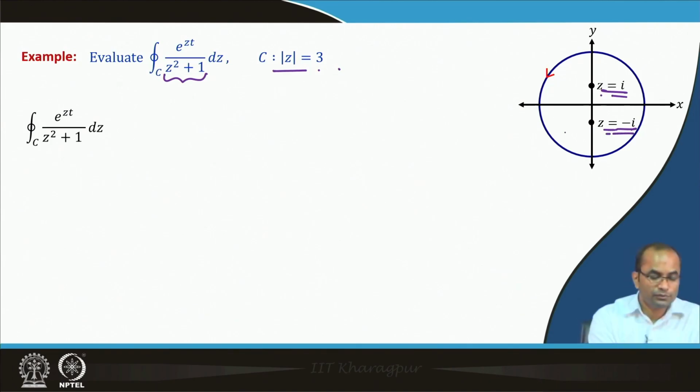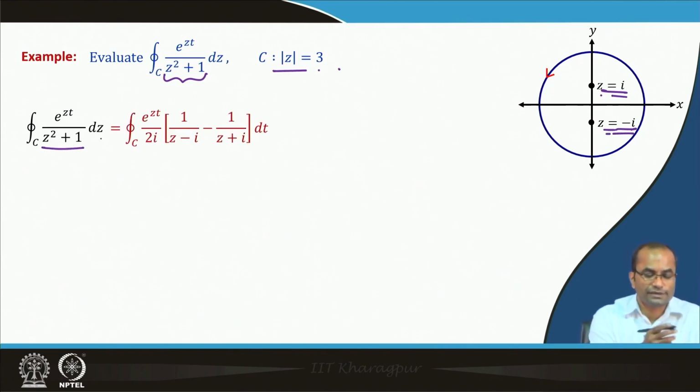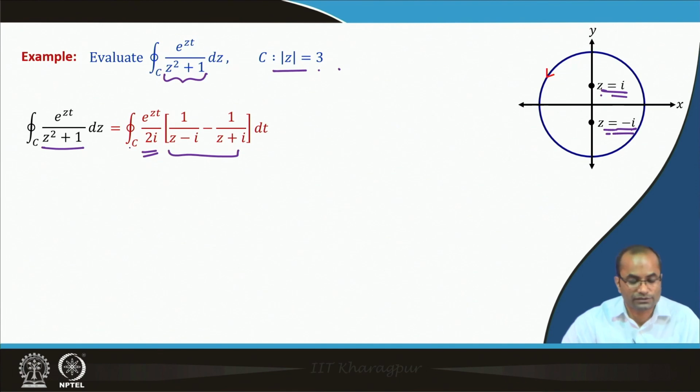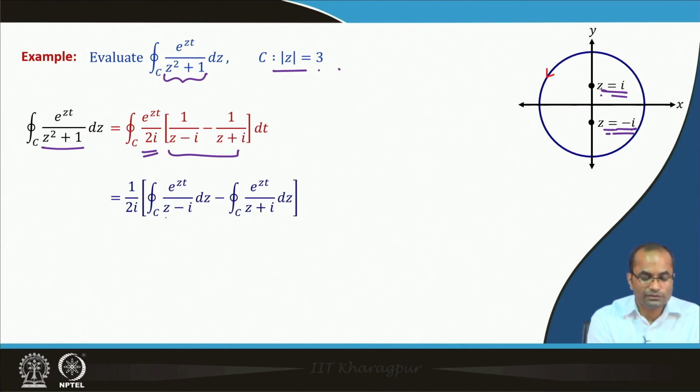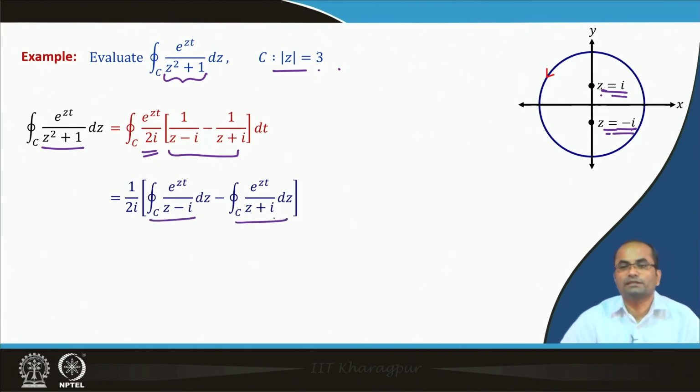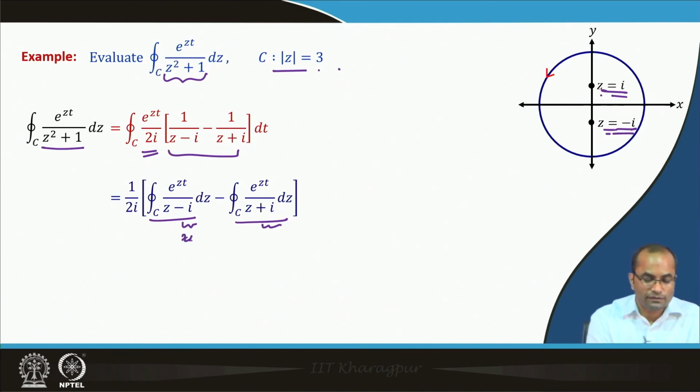So, we will proceed now by writing this as a partial fraction, as we have done in one of the earlier examples. So, e power zt, then we have 2i, and this is the partial fraction, 2i will be there when we write it in terms of z square plus 1. So, that will cancel out. So, this is the partial fraction we have for 1 over z square plus 1. So, now we have these two integrals over z minus i and z plus i. In both we can use the Cauchy integral formula. Here the z naught is i and here z naught is minus i.